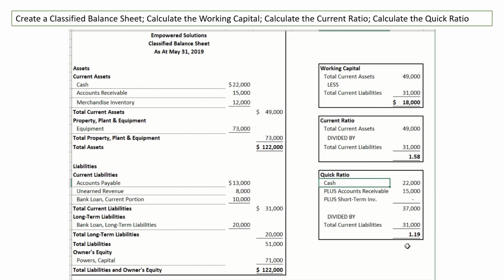In this situation, typically the quick ratio is recommended to be at 1.0 or higher. So you'll notice a slight difference from the current ratio. It is always less than the current ratio, but again, 1.0 or higher is the recommended target for this ratio.